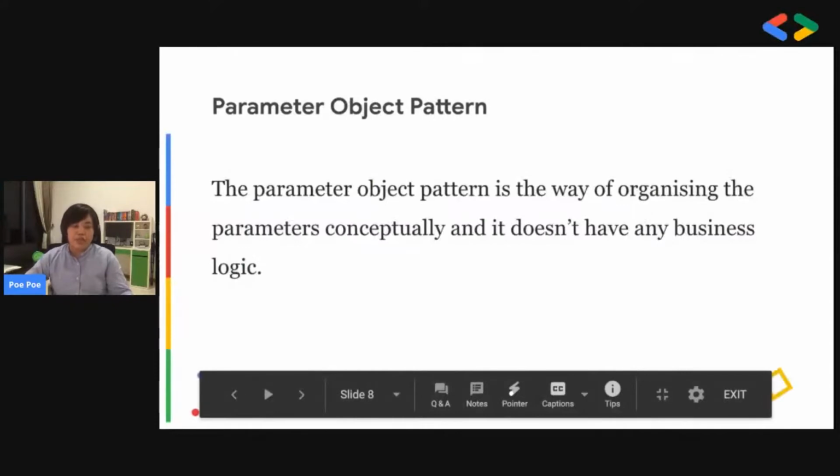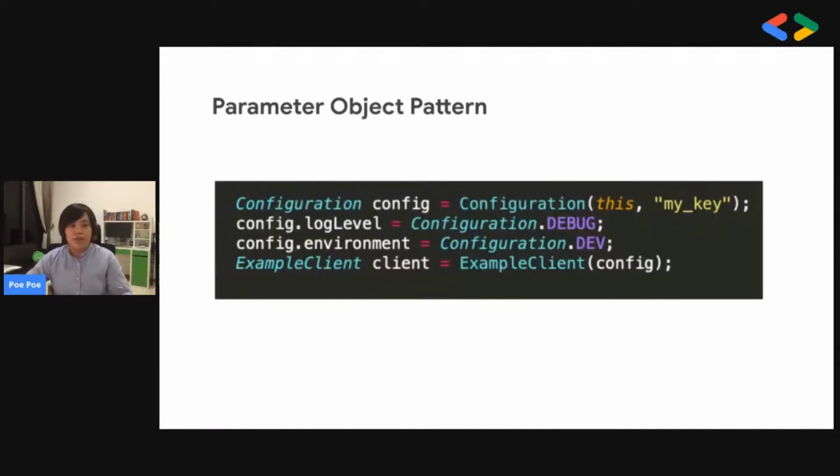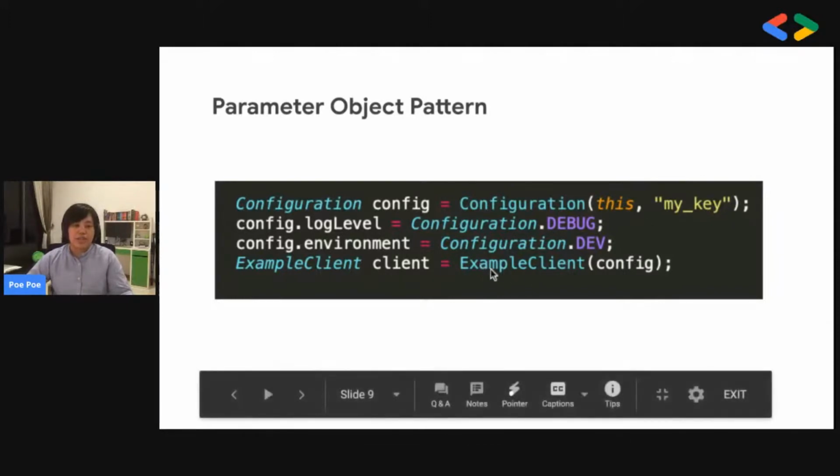Another option, if you don't want to use a builder, is to create an entity object which doesn't have any business logic or any logic. It just accepts the data and passes it to the initializer. So now I have a configuration class with a constructor taking a context and a key again. The log level and environment are also optional. After object creation, you can set them if you want, and you don't need to set them at all if you don't want to use them. There will always be a default value inside it. So you just create the client with one parameter, the config.